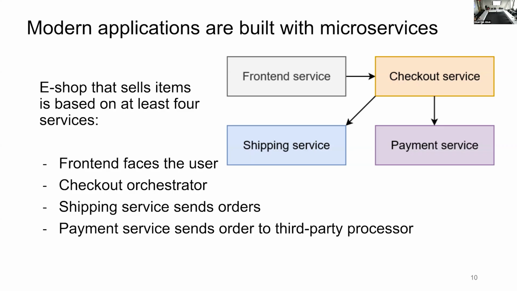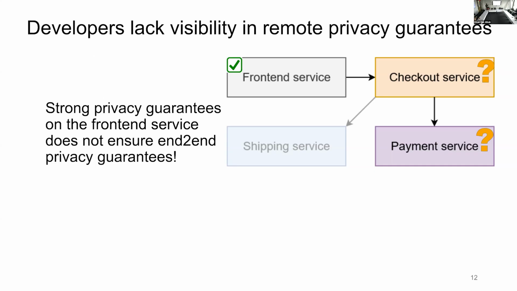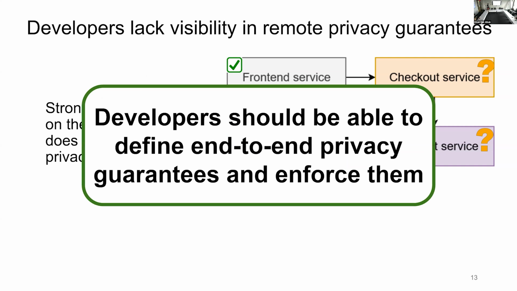Now, one of the issues here is that even if the front-end service developers, for example, try to reason properly about privacy and define properly their privacy considerations, there is no way for them to know whether the checkout service or the payment service developers also abide by the same properties. We argue that it should be easy and ergonomic for developers to define and enforce privacy guarantees in distributed applications.